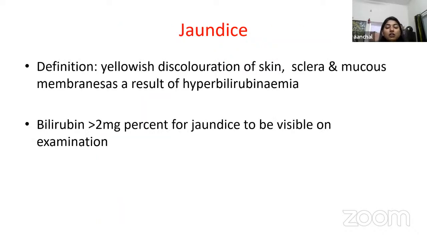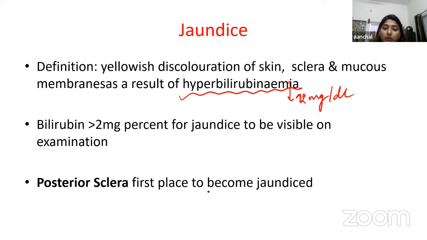Now, next we have a clinical condition that is known as jaundice. On jaundice, we have a separate class after RBC, in which we're going to learn in detail about anemia and jaundice. But here we have just a little discussion about jaundice. Jaundice refers to the yellowish discoloration of skin, sclera, and mucous membrane as a result of hyperbilirubinemia, meaning an increase in the level of bilirubin inside blood when it is above 2 mg per deciliter. That is the threshold for jaundice to be visible on examination, and the symptom will be yellowish discoloration of skin, sclera, and mucous membrane.